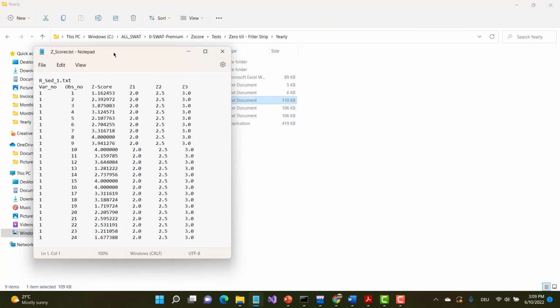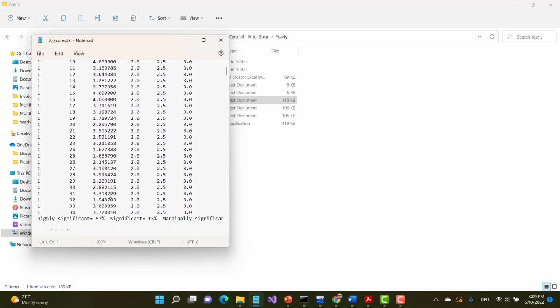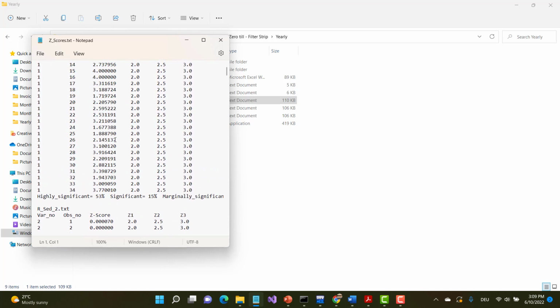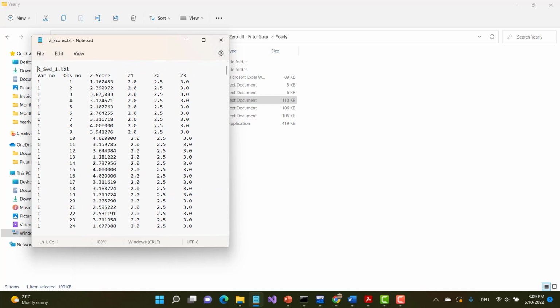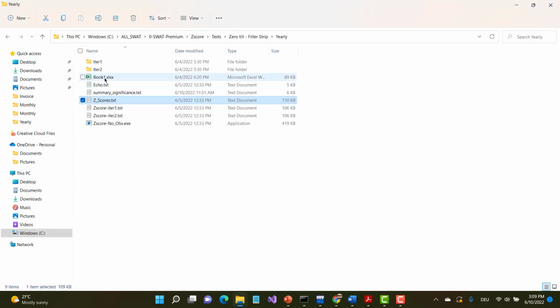Z score. So Z score tells me for sub-basin number one, and here different observations. Here I only have 34 years. So you can see that it is not significant here. It's marginally significant here, highly significant here, highly significant here, and so on. So this one you can also plot. I already plotted it.